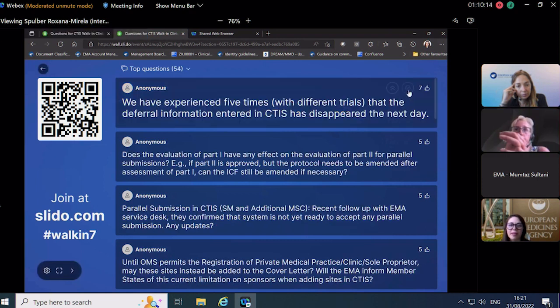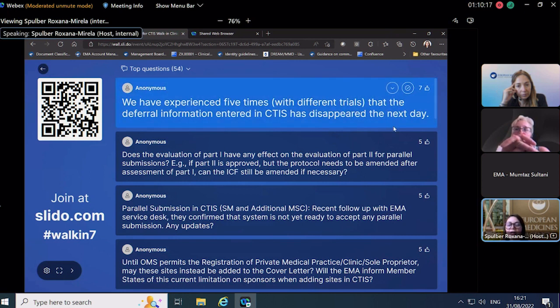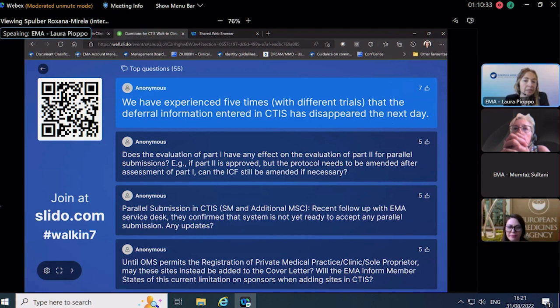Thank you, Anna. Now we have more of a comment regarding deferral information. We have experienced 5 times with different trials that the deferral information entered in CTIS has disappeared the next day. Yes, I think this is probably already reflected in the list of known issues. We are aware that currently there are issues with the deferral, and this has also led to issues for the public website.